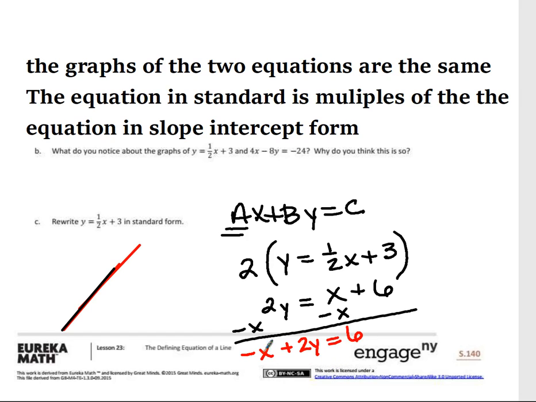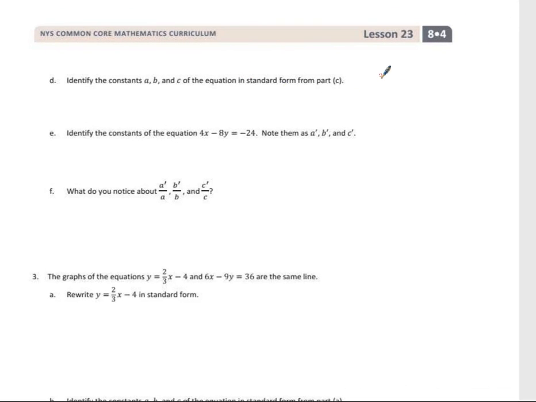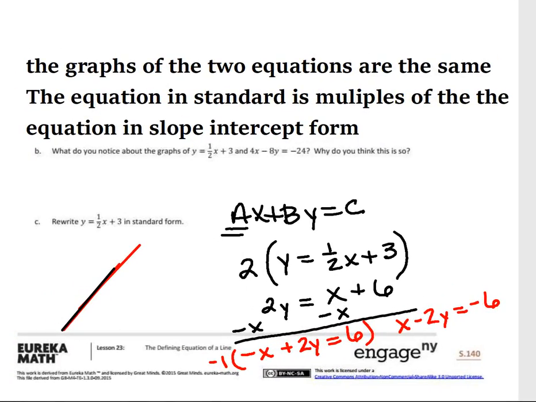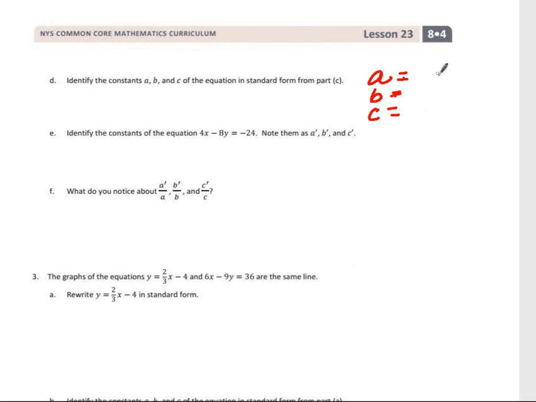Now we can't have a negative here, so in order to do that, we're going to multiply everything by a negative, which is a -1 essentially. Same thing as just changing all of our signs. So we will have x minus 2y equals negative 6. Next problem, or next part. Identify the constants. Ready? Let's do A, B, and C. Our A was, I already forgot, 1, and then negative 2 and negative 6.